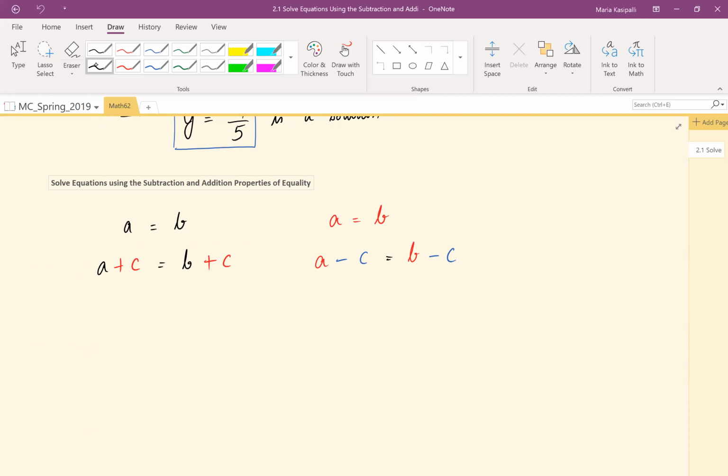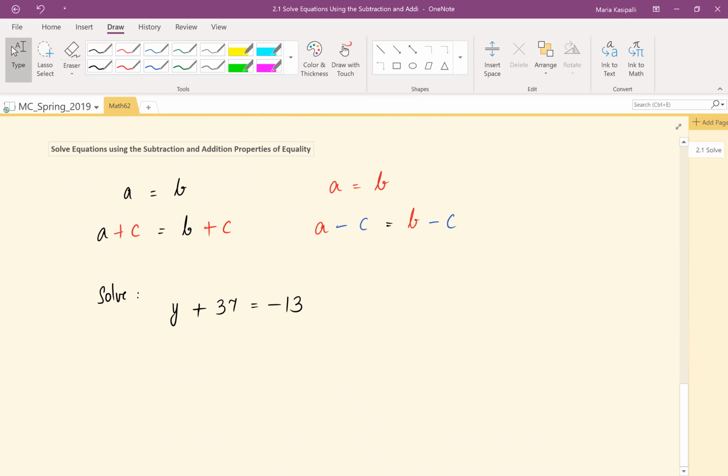So the first question says, solve y plus 37 equals -13. Now this is asking us to solve. Solve means to find the solution. We need to find y. We are not given y. We need to find y.